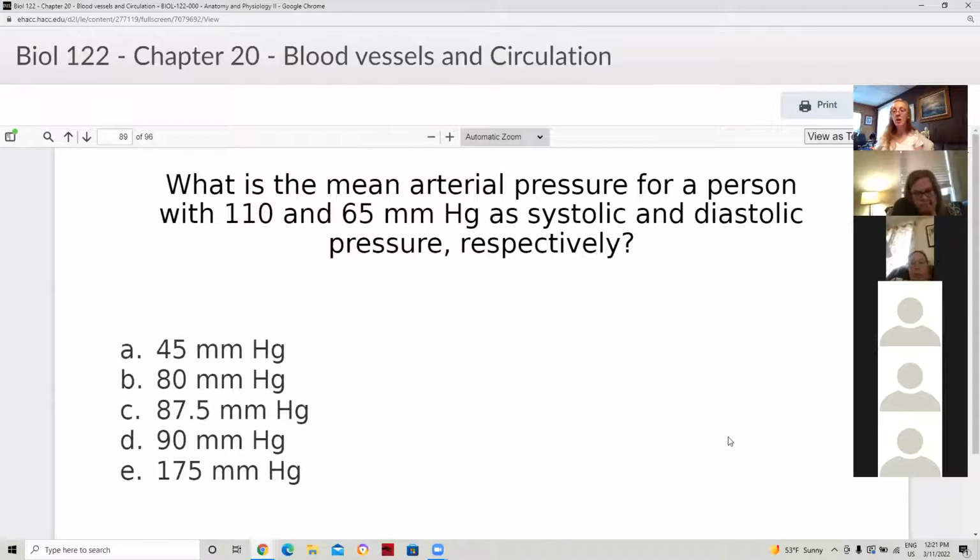What is the mean arterial pressure for a person with 10 millimeters of mercury and 65 millimeters of mercury as their systolic and diastolic pressure respectively? So remember, mean arterial pressure equals the diastolic pressure plus 1/3 of the systolic pressure.